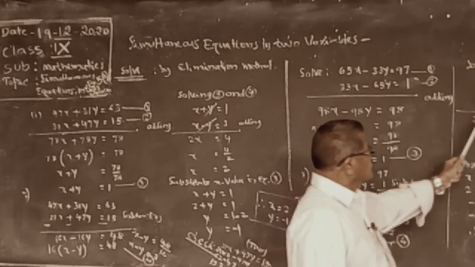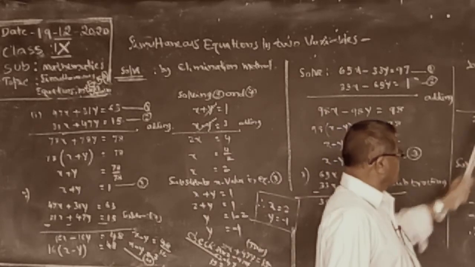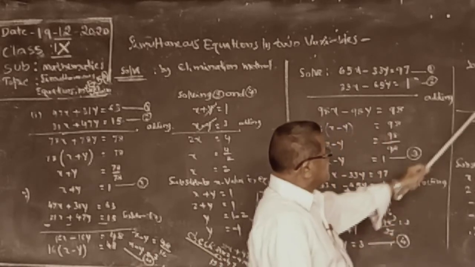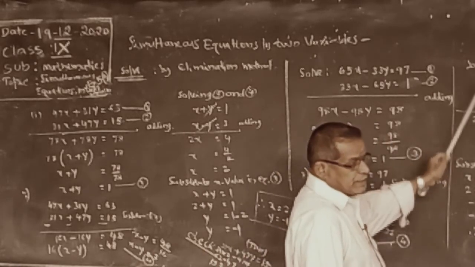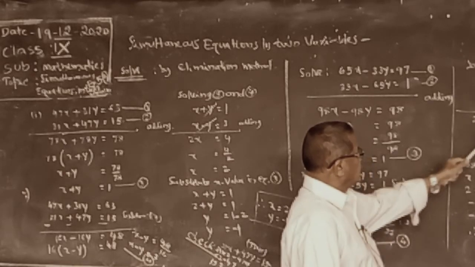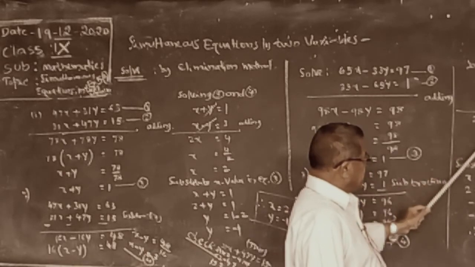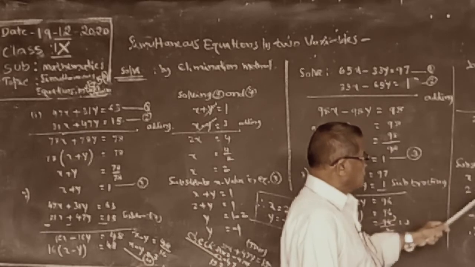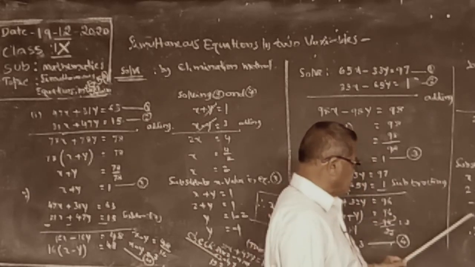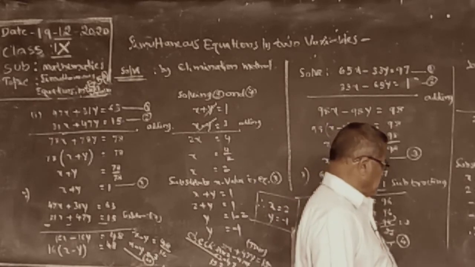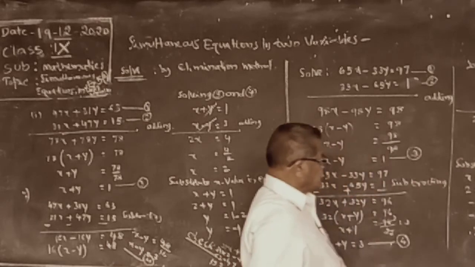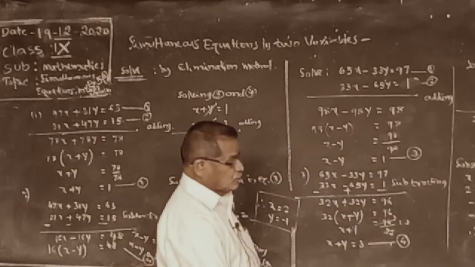Again, we are solving 3 and 4. This is the third equation, this is the fourth equation. Plus y minus y cancel in addition. 2x equal to 4, x equal to 2. Substitute the x value in equation 3. We get y value 1. X equal to 2, y equal to 1.